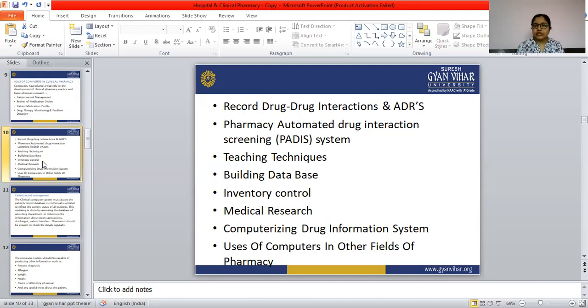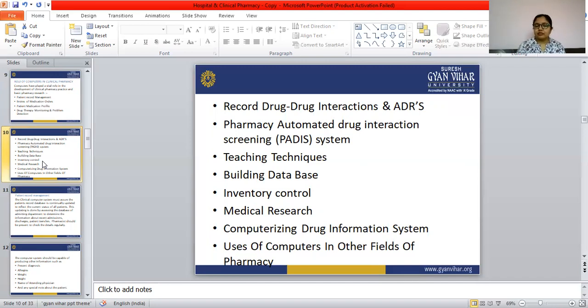And teaching techniques. In the clinical pharmacies, we are using the computer for teaching techniques. Building databases. We are using the computer for building the databases because the clinical pharmacists have to maintain the patient record, the patient medication record. So these all are the databases. Inventory control, so that is stock management. The clinical pharmacist uses the computer for controlling the inventory.